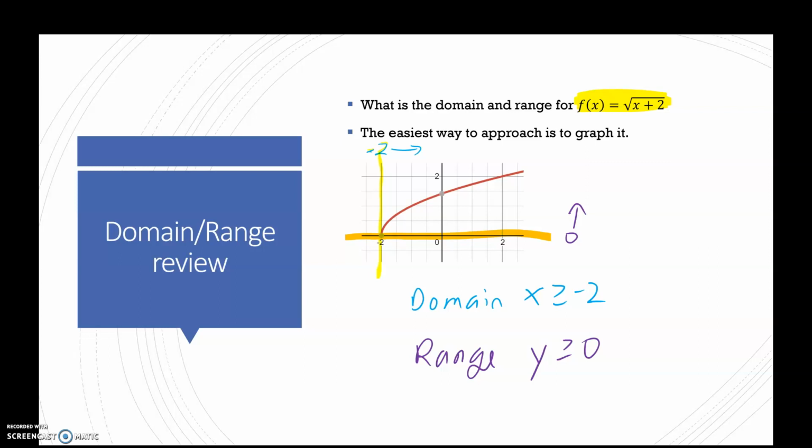If you're curious and wondering why the x value stops at negative 2 going left, it's because if you put any number smaller than negative 2 into here, you're going to get a negative underneath the radical. The smallest number you can square root is 0.